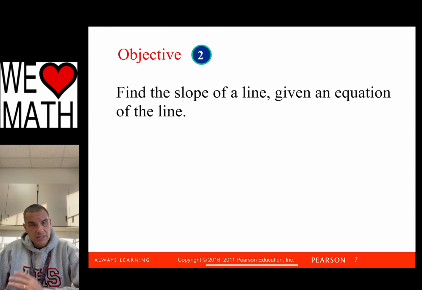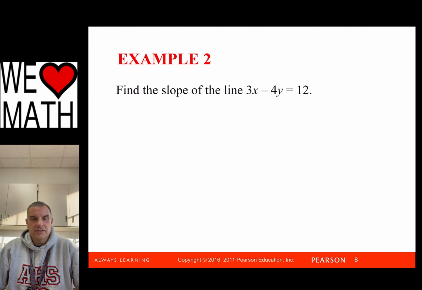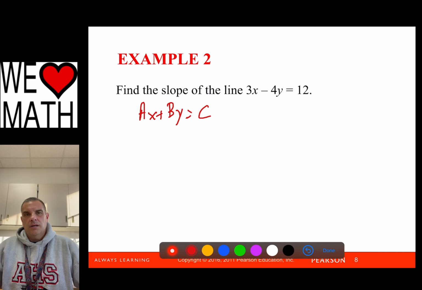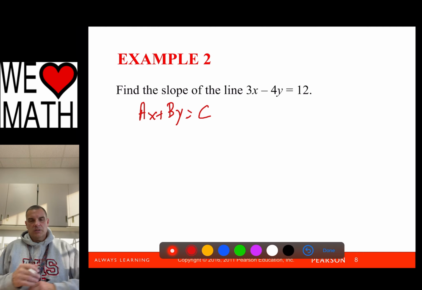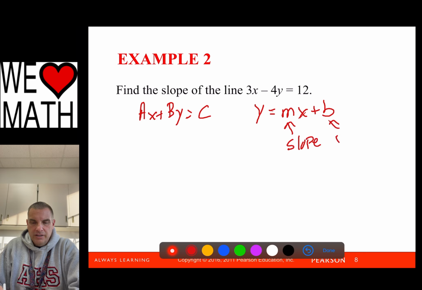Okay. Can you find the slope of a line given an equation of a line? Of course you can. So let's say we're asked to find the slope of a line 3x minus 4y equals 12. Now, we had this standard form that we talked about in the last section, ax plus by is equal to c. The way I teach this is I say, all right, we're going to put this in what we call slope-intercept form of an equation of a line. So slope-intercept form is anything that's in the form y equals mx plus b. The value out in front of your x is your slope. This part right here is your y-intercept.